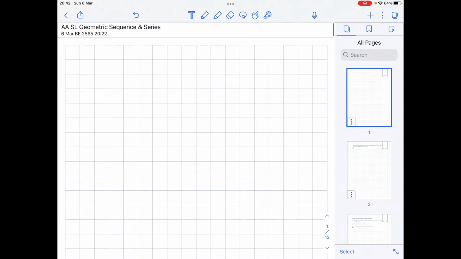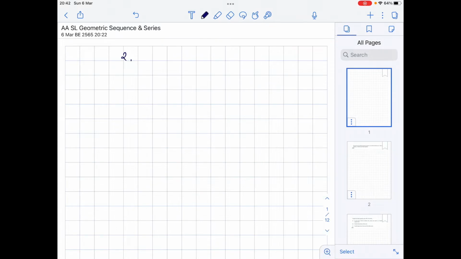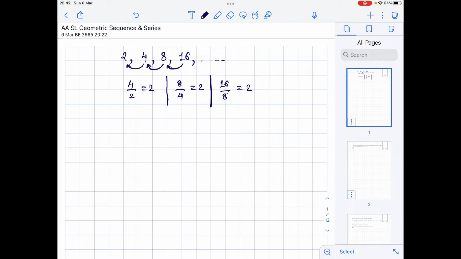So, for example, if I'm writing a sequence something like this: 2, 4, 8, 16, ... you can see every next term is coming with a constant ratio. So 4 divided by 2 is 2. 8 divided by 4 is 2. 16 divided by 8 is 2. So the ratio is constant.